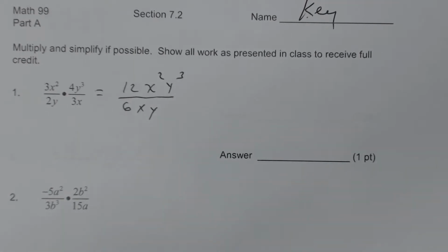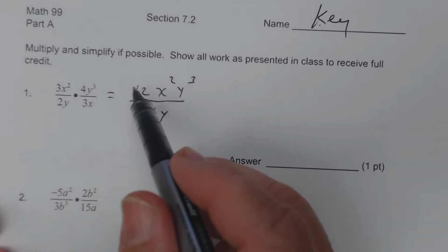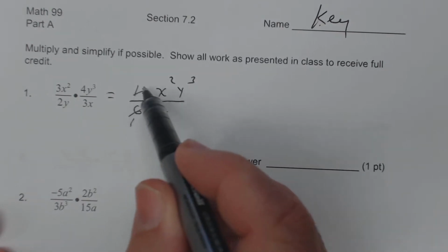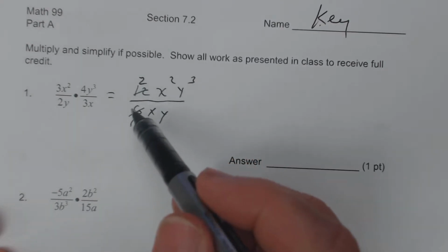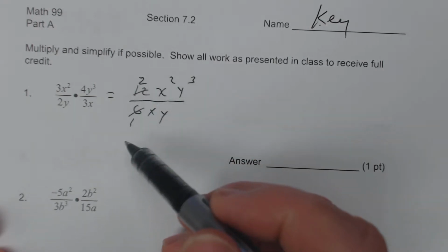All right, now we're going to reduce. Okay, so let's start with the coefficients. So we have factors of 12 and 6. So 6 will go to 6 one time, 6 will go to 12 two times. So I can reduce 12 over 6 as 2 over 1.